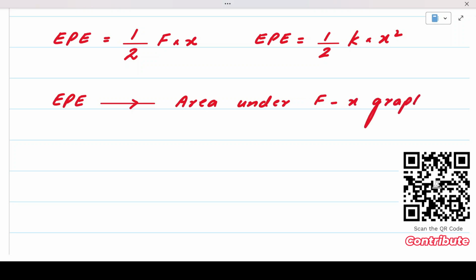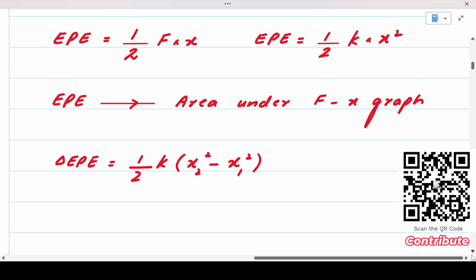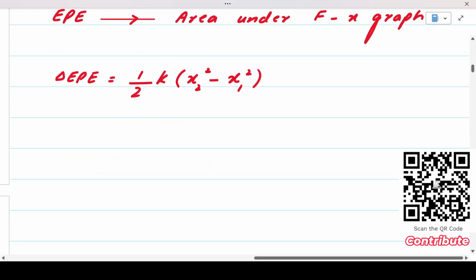Please keep noting down these important points. Change in elastic potential energy, delta EPE, equals 1 over 2 K times x2 square minus x1 square. This is the change in elastic potential energy.